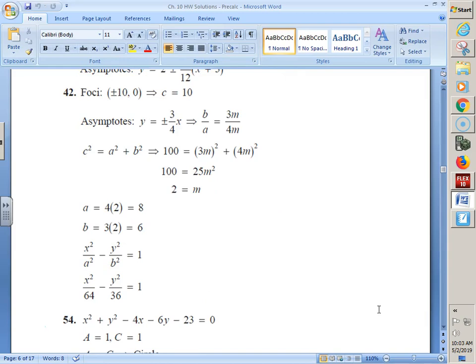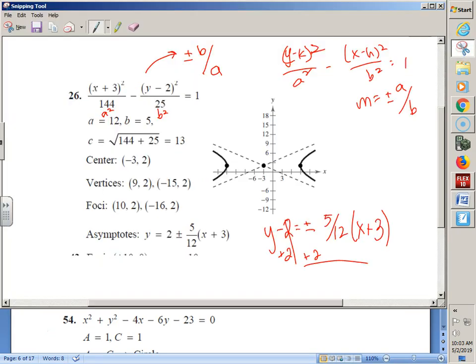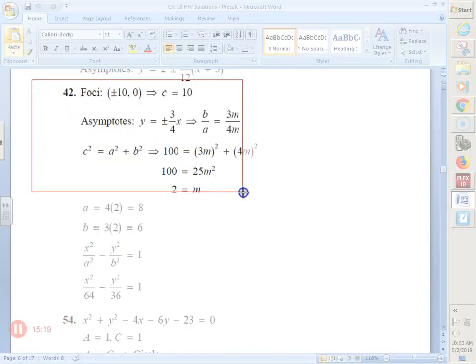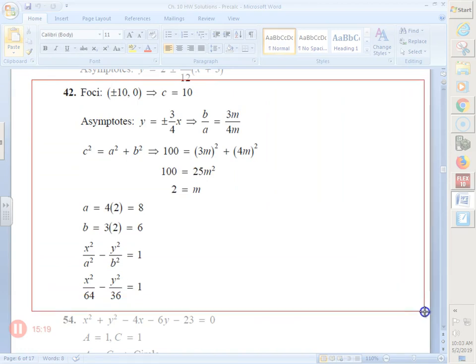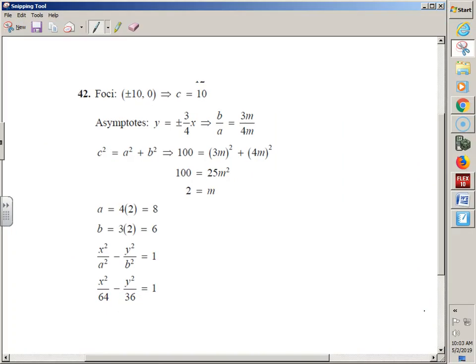Have you guys started grading 42 yet? 42 is kind of nasty. Did you guys figure out it was 64 and 36? Or did you think it was 16 and 9? If you guys thought 16 and 9, you weren't that far off. You were so close, it kind of hurts.